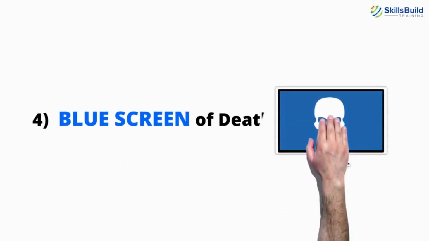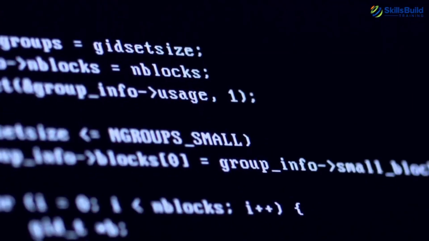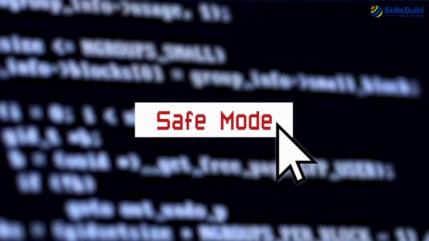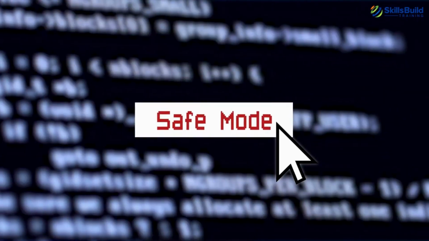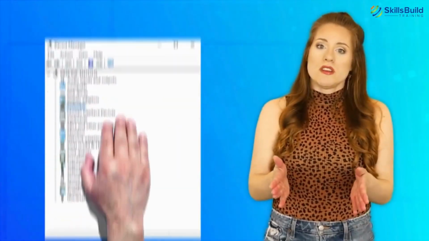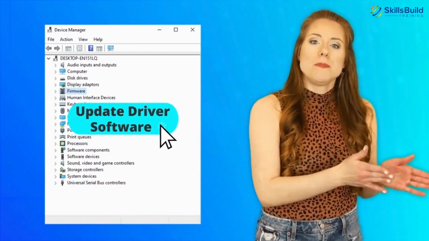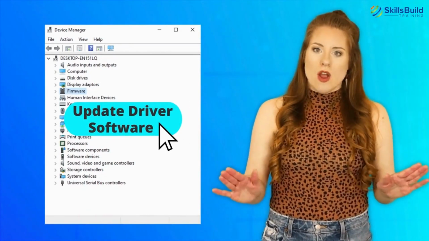Number 4. Blue screen of death. One of the most common desktop PC troubleshooting problems is the blue screen of death, or BSOD. The problem could be fixed by trying various solutions. Some of them are mentioned below. You will have to try to get the computer into safe mode before attempting some of the solutions below. You should update the device driver software for all devices by going to Device Manager, opening Device Manager, and clicking on Update Driver Software for each driver.